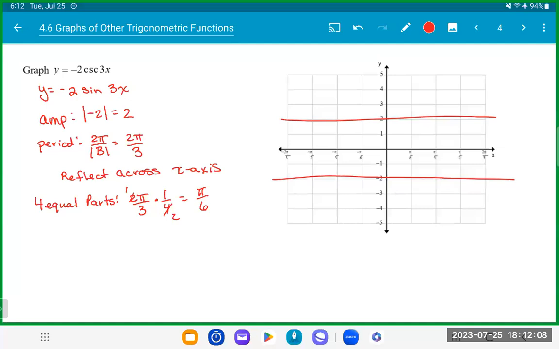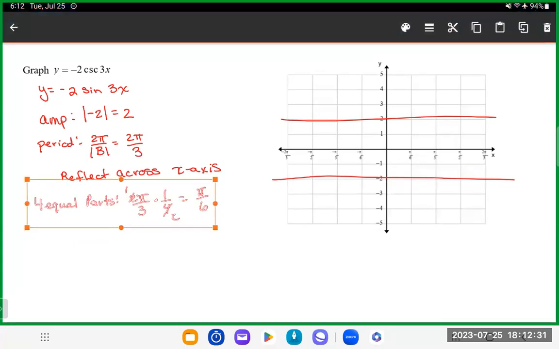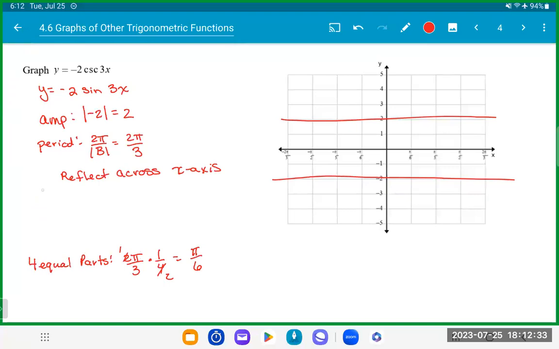And the last thing that we want to do is to determine our phase shift, which we could have done before we did the 4 equal parts. It doesn't really matter because we're really just trying to gather as much information as we can. But I'm going to just go ahead and shift this down and say our phase shift. Remember that phase shift is our C divided by B.